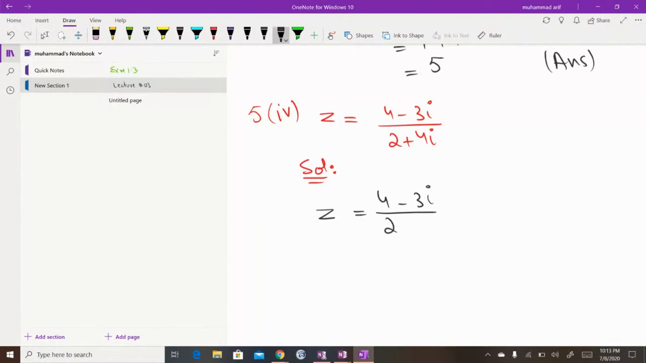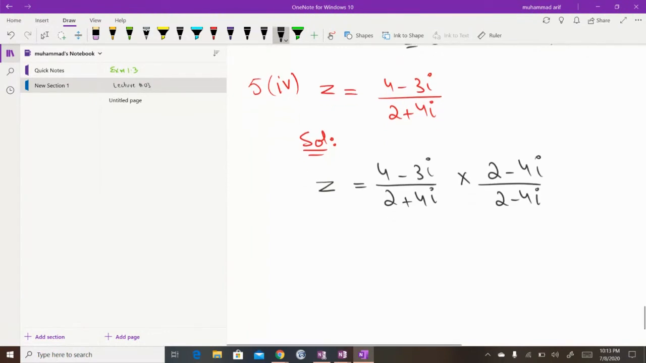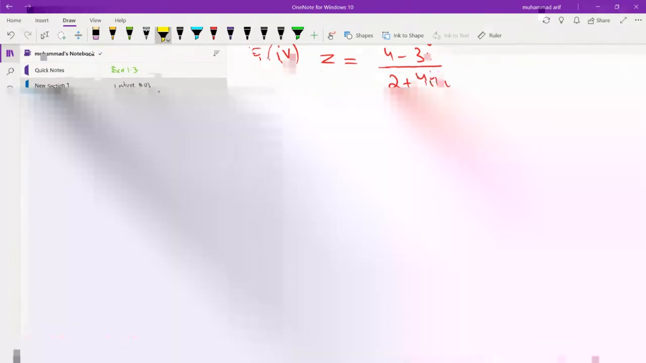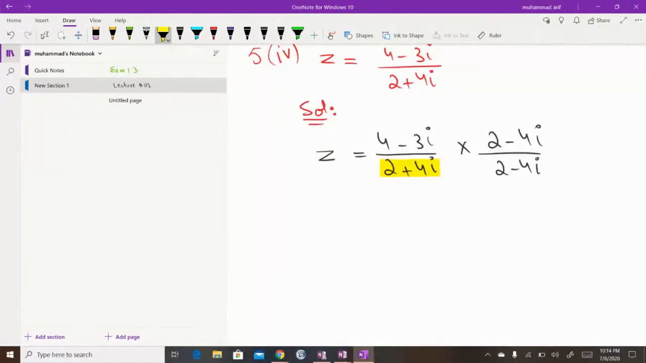How do we simplify it into standard form? We multiply it by the conjugate of the denominator. What is the conjugate of the denominator? The denominator is 2 plus 4 iota, so we change the sign, and the conjugate is 2 minus 4 iota. We multiply it by 2 minus 4 iota and divide it by 2 minus 4 iota. This process is called the rationalization process.